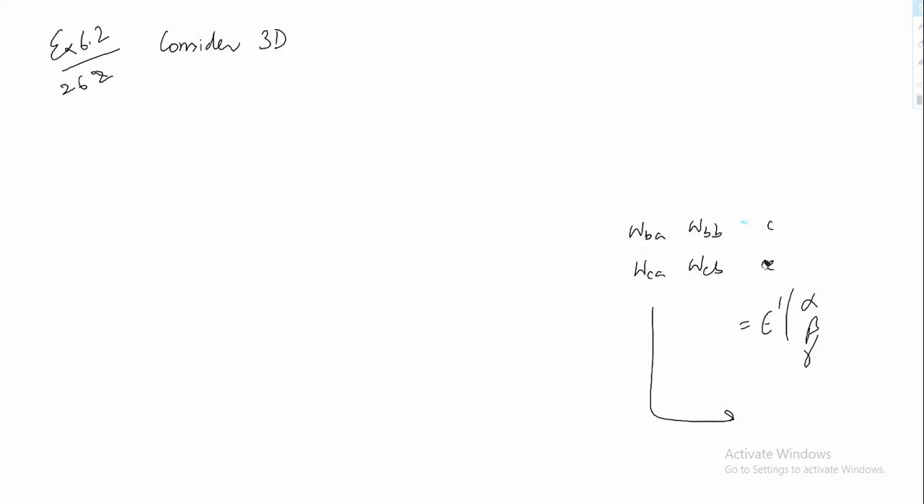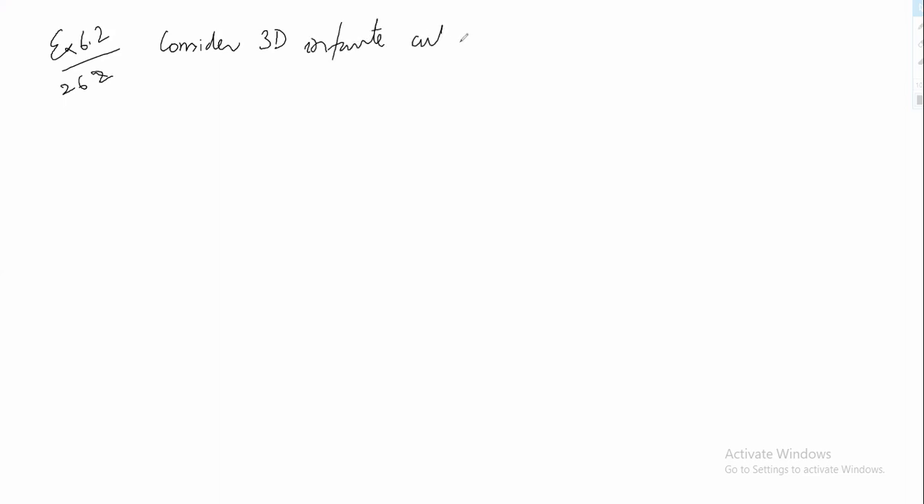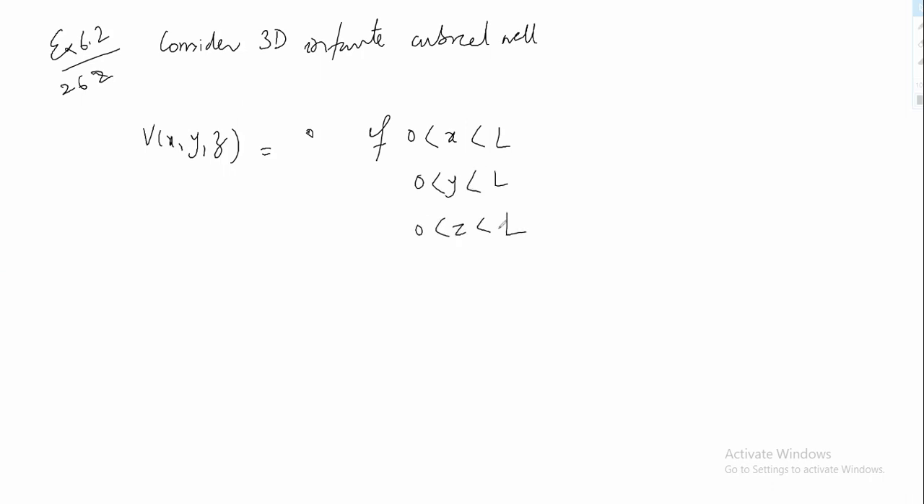Now, I am doing a simple example of a cubical well. Okay, a three-dimensional cubical well, because this will have threefold degeneracy. Therefore, consider the three-dimensional infinite cubical well, where V(x,y,z) is 0 inside the well. The particle is free to move. Okay, this is a three-dimensional well.